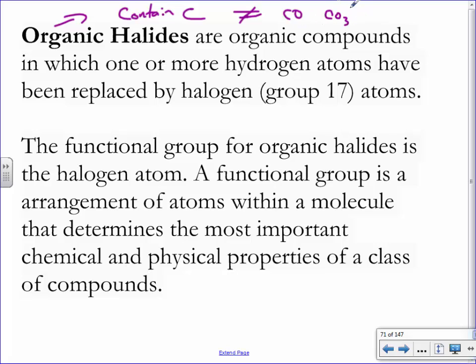You can't have carbonates. So if it has a CO3 in it, like say CaCO3, that doesn't count. If it's got a cyanide in it, it doesn't count. And if it's got a carbide in it, it doesn't count. So if I give you like NaC or something like that, those don't count. So the 4 exceptions are carbon oxygen, like carbon oxides. The main 2 are carbon monoxide, carbon dioxide. Those don't count.